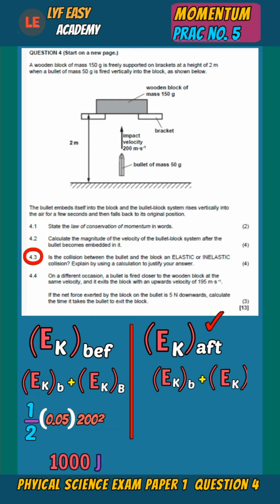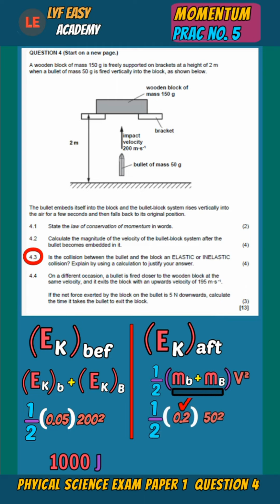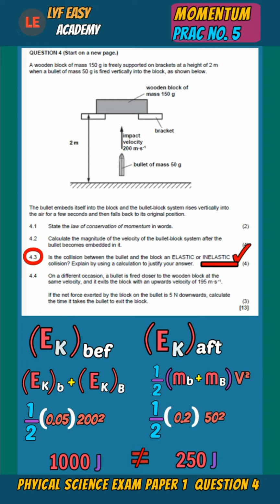Then for the total kinetic energy after collision, we combine masses to be 0.2 kilogram, and use the final velocity that we got from the above question. We get the total kinetic energy after collision to be 250 joules. So, the total kinetic energy before is not equal to the total kinetic energy after collision. Therefore, the collision is an inelastic collision.